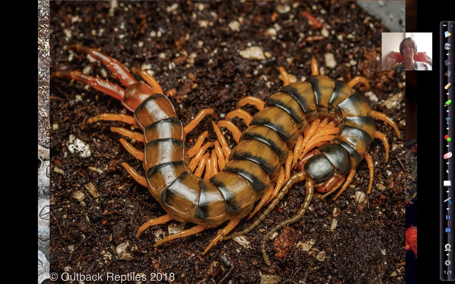My most hated arthropod in the whole world. This is a centipede. Arthropods, ugh. I love all kinds of insects and all kinds of arthropods except for this, because it can bite you and it's really mean.